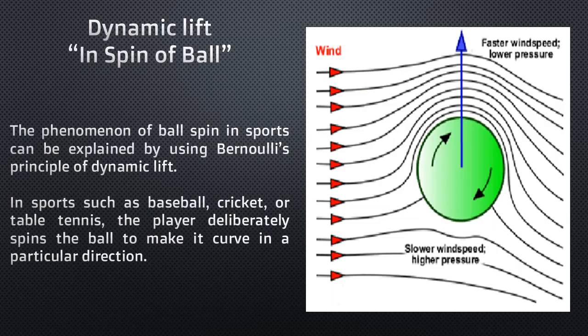The double arrows are showing that the upper side of the ball has the streamlines, or you can say the airfoil, closer to each other, and these upper side streamlines provide a faster wind speed with low pressure. On the lower side you can see the streamlines are stretched toward the lower side, or they are far apart, and so the wind speed is slower with high pressure.